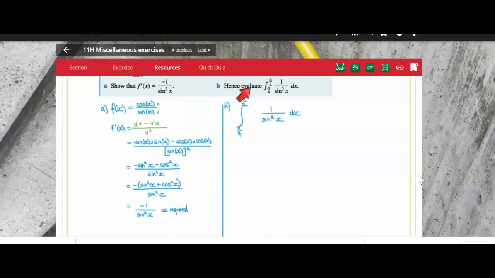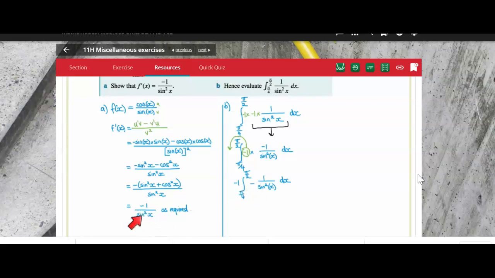Now it says hence evaluate, so we're going to use this information here to help us evaluate this integral here. Now it's asked us to integrate 1 over sine squared x. I don't have 1 over sine squared x, I have -1 over sine squared x. So I need to manipulate this so it looks like that. So if I multiply this expression here by -1, that will give me what I want. But I also have to multiply it by -1 again so that I'm not changing the value of what it is I'm trying to integrate. So these two parts multiplied together gives me this here, and I'm left with that -1 out the front. So if I pull it outside of the integral, I end up with this expression here.